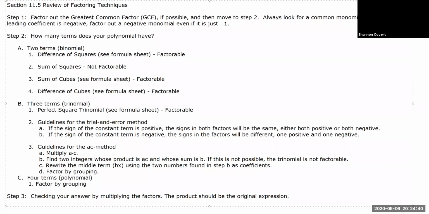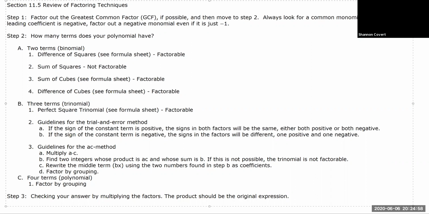Something that's important to remember is there are times when you're looking for that common monomial factor, the only thing you can take out is a -1. If your leading coefficient is negative, that's often what you're going to factor out. So that's your first step. Always, always, always look for the GCF.